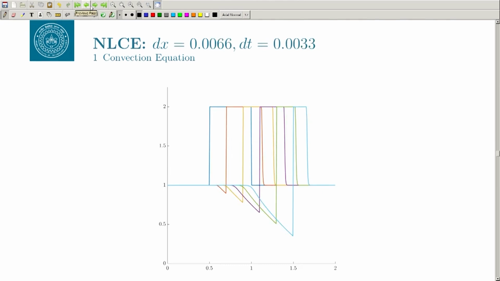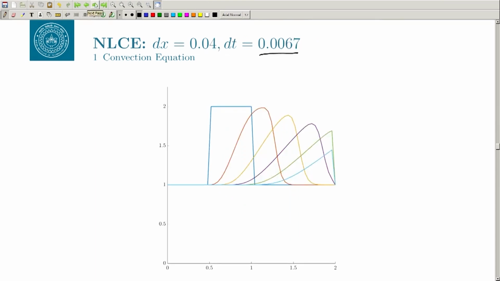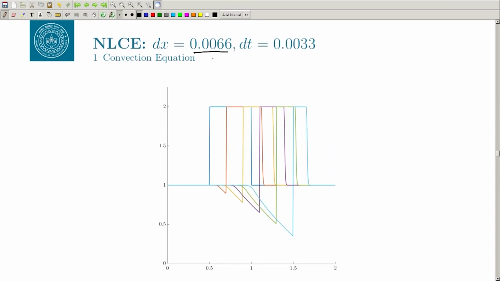So, here I have refined the grid a lot. Earlier it was 0.0004 and now I have made it 0.0066. So, I have reduced the dx, but kept the dt the same, 0.0033. So, what is happening is that although we do not know the value of the CFL number, it is disobeying the CFL condition or the Courant number condition. That means your dt by dx is becoming greater than 1, or more precisely u dt by dx is becoming greater than 1.